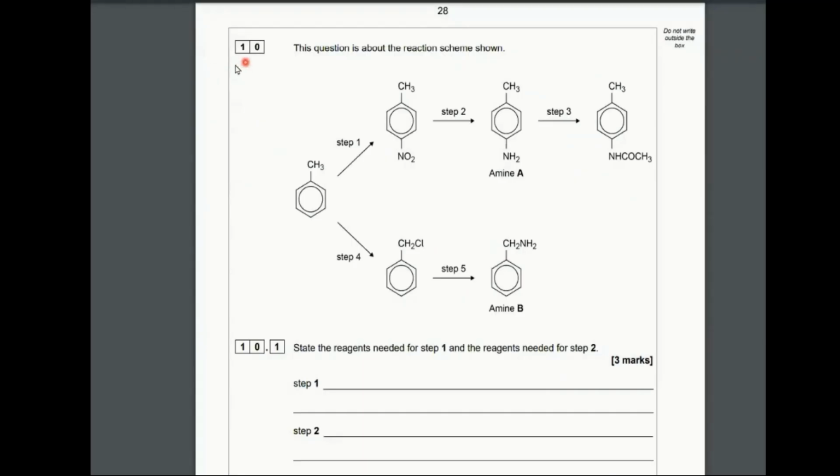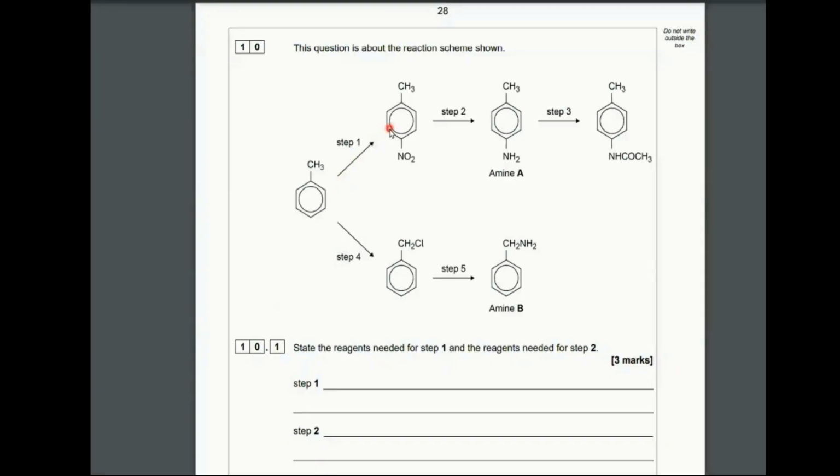Question 10. This question is about the reaction scheme shown. You can see here we've got a reaction scheme with methylbenzene. We've got step 1 going to toluidine, then we've got step 2, then we've got step 3, we've got step 4 where we've got free radical substitution, and then step 5 we've got amine B and amine A. 10.1, state the reagents needed for step 1 and the reagents needed for step 2.